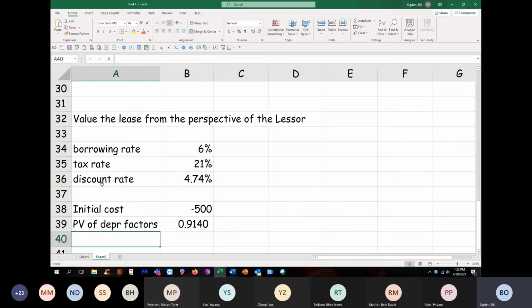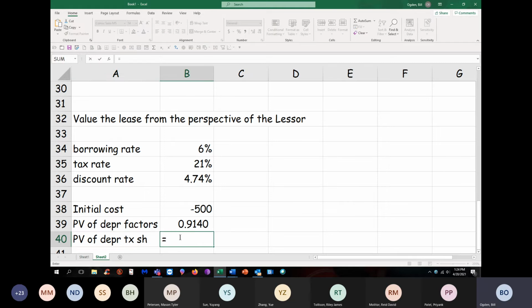Okay, and then the present value of depreciation tax shields would equal, and now keep in mind, this is a positive cash flow to the lessor. So I'm going to flip the sign on the $500 and then times the factors, present value of factors, times the tax rate.